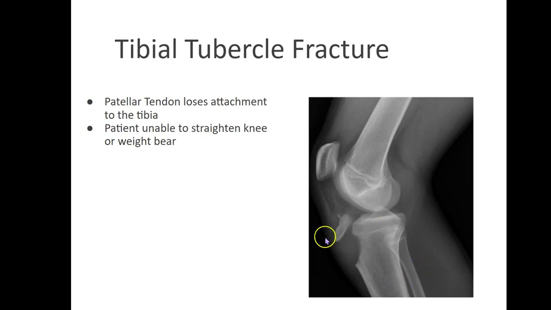In a tibial tubercle fracture, the patellar tendon actually pulls off that whole piece of bone, that whole tibial tubercle. Now, this is a sudden injury versus, remember Osgood-Schlatter? We talked about that in part 1. Osgood-Schlatter is a chronic or ongoing inflammation to that area, whereas a tibial tubercle fracture is a sudden acute injury. Okay, so these patients are typically unable to straighten their knee at all because that tendon has been released, and it's very difficult for them to even bear weight on that leg.